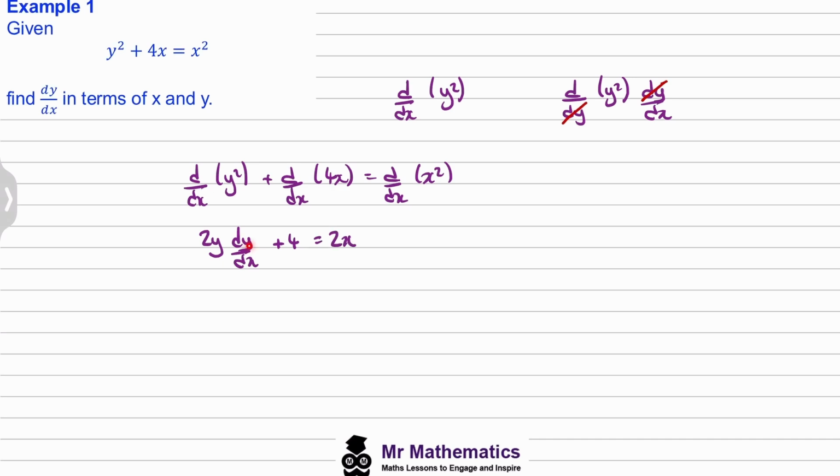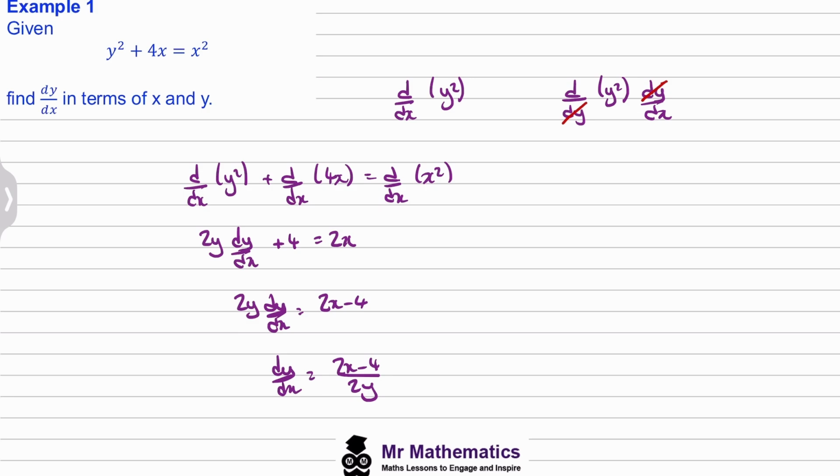And if we want to work out dy by dx, then we need to make this the subject. So we'll take away 4 from both sides, and we get 2x minus 4. Then we'll divide both sides by the 2y. So dy by dx will be the 2x minus 4 over 2y. So this is the gradient function of this curve. So when we differentiate a y term with respect to x, we differentiate it with respect to y, and then we multiply it by dy by dx.